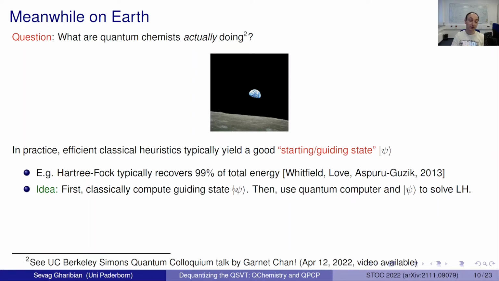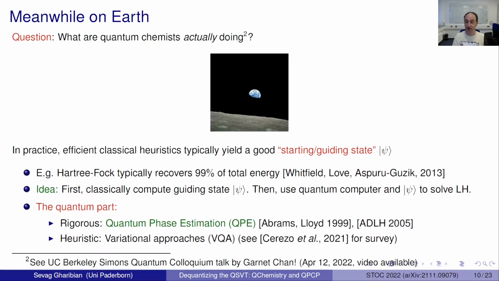So the idea is, you first compute a good guiding state, and then once you have that, you've got a quantum computer at your disposal. Then what you do is, you're trying to just figure out an eigenvalue of this operator, given an approximation to the corresponding eigenvector. Somebody with background in quantum algorithms would immediately spot now that we just need to run phase estimation. You don't need to know what phase estimation is, just know that it does the job you need it to do at this point. There are more recent approaches which are heuristic based on variational approaches, which I will not touch on in this talk.